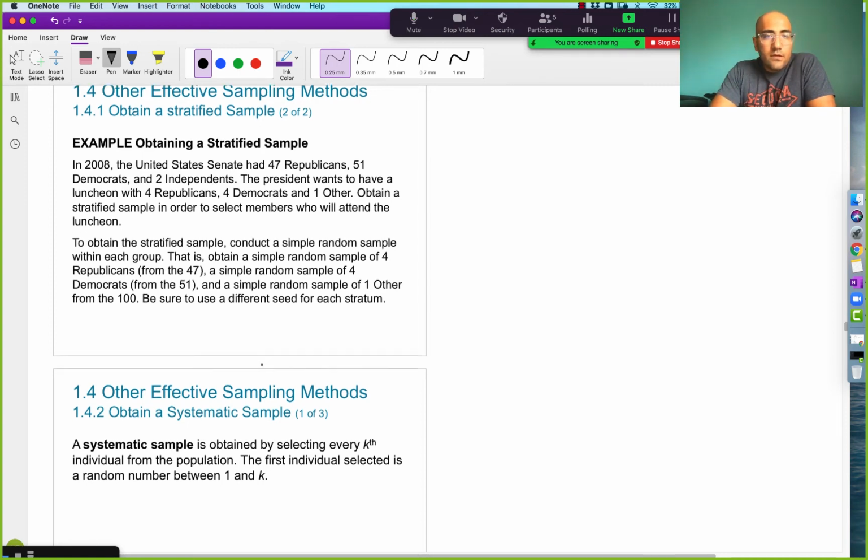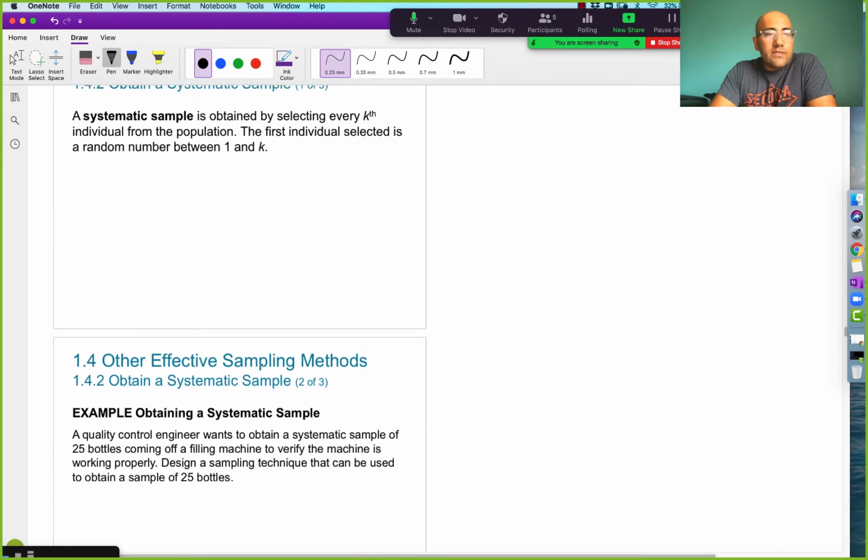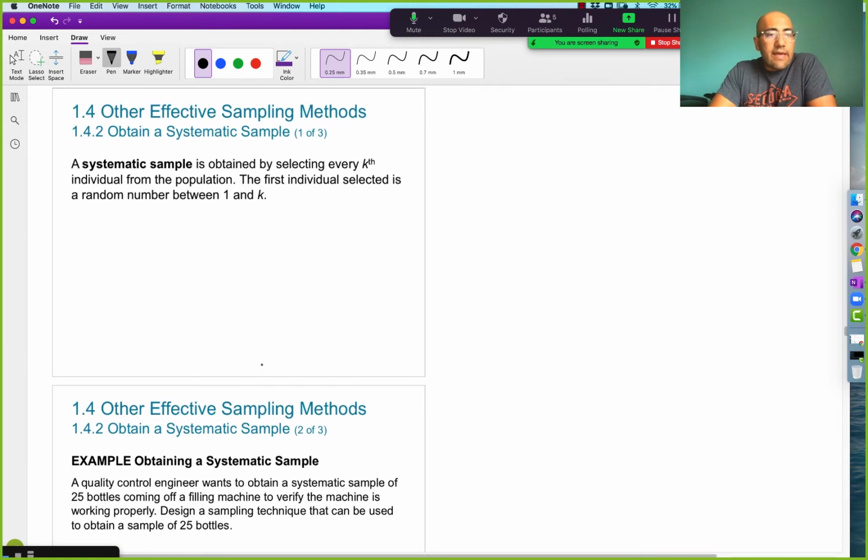Good. Okay, moving on. The next one is called a systematic sample. A systematic sample is obtained by selecting every kth individual from the population. The first individual is selected at random from numbers between 1 and k.